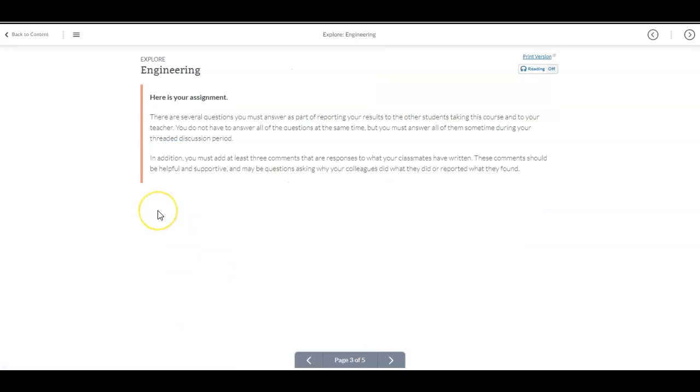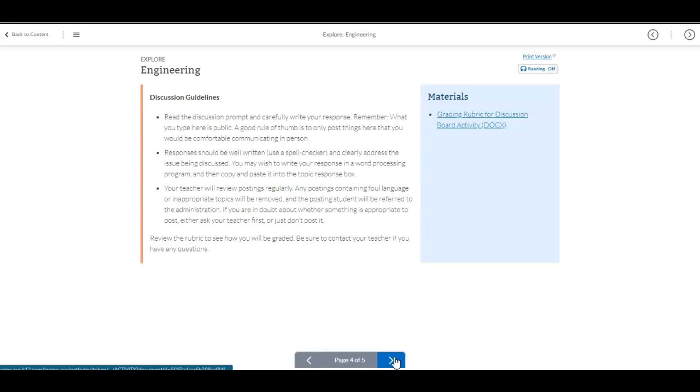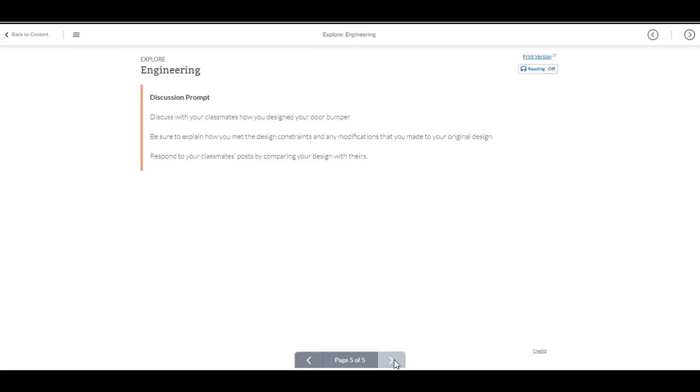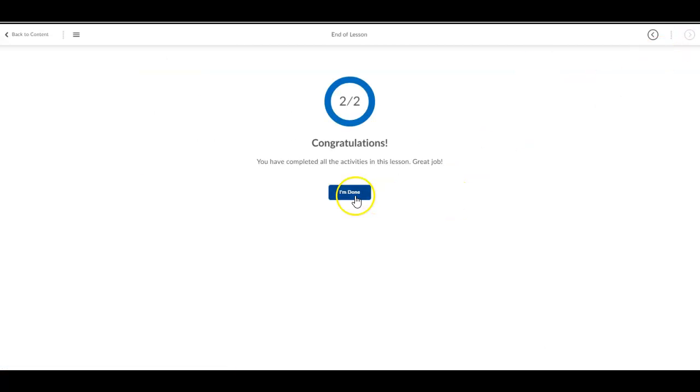All right, so these slides moving on are not required because you're not submitting a discussion. So you do not need the rubric and you do not need the discussion prompt. So once you have read through all of the slides in the lesson, you are finished.